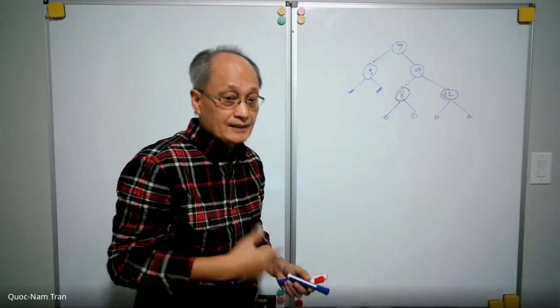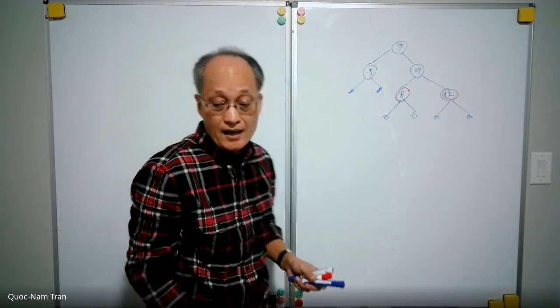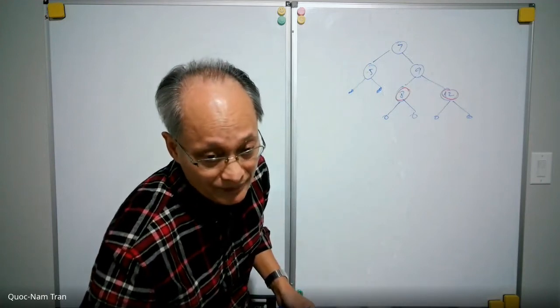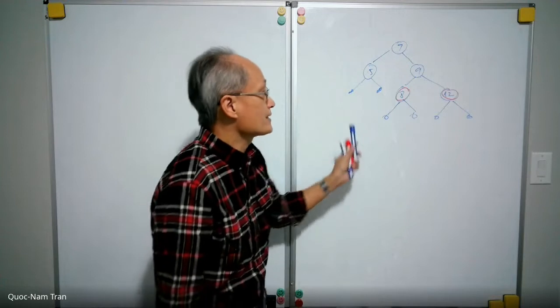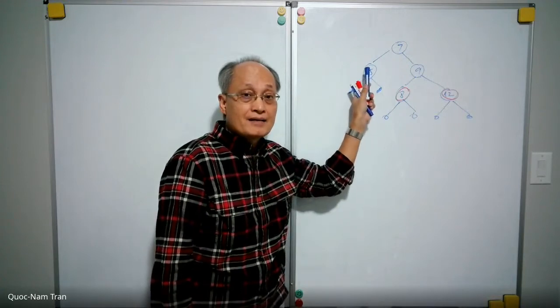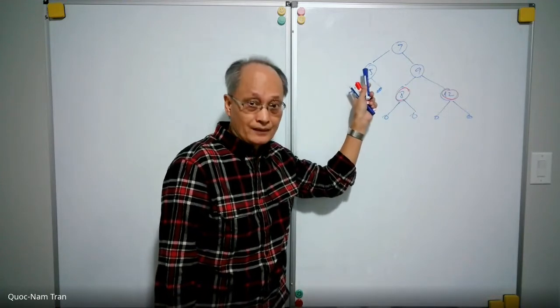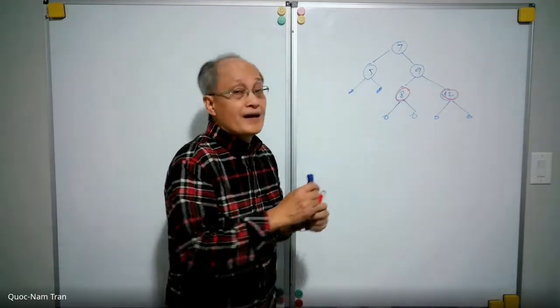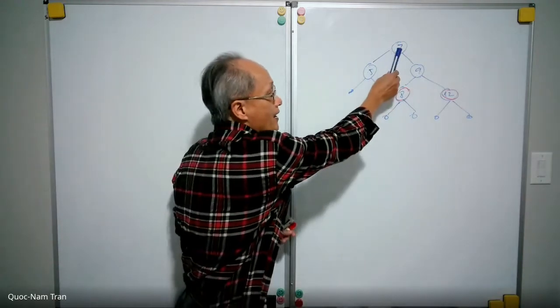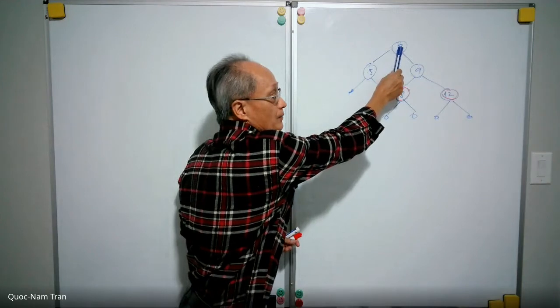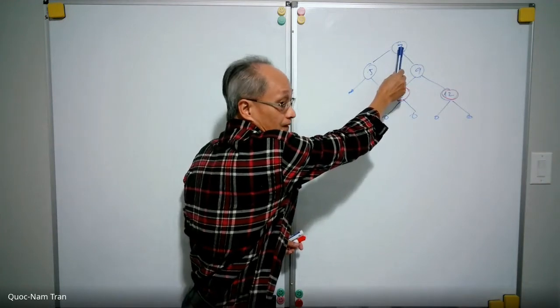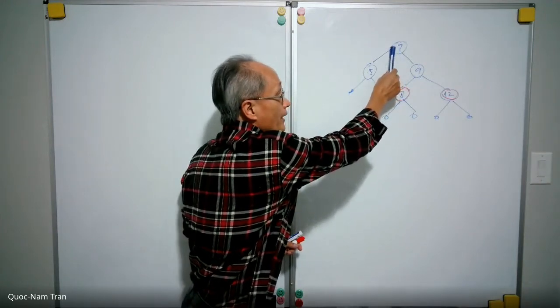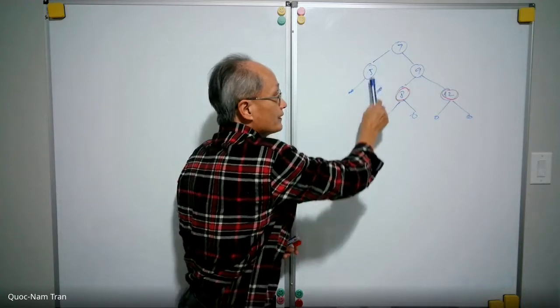So remember that a red-black tree is a binary search tree. It has either red nodes or black nodes. For every branch starting from any node, including the root, we have the same black count.